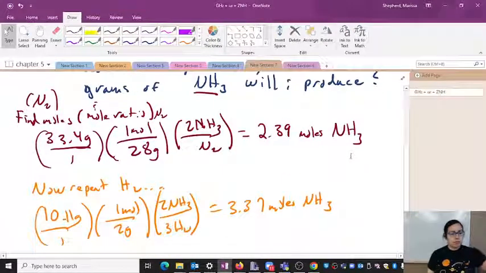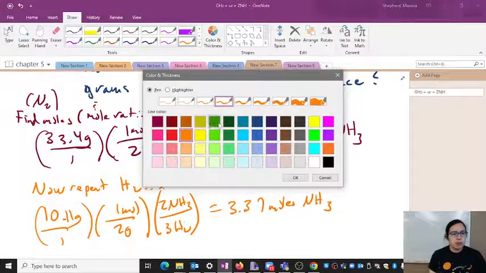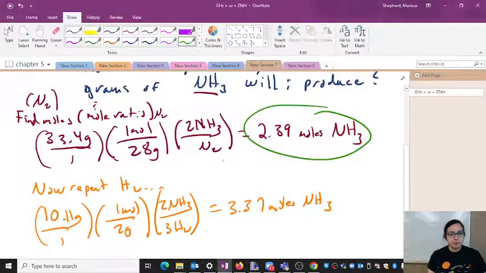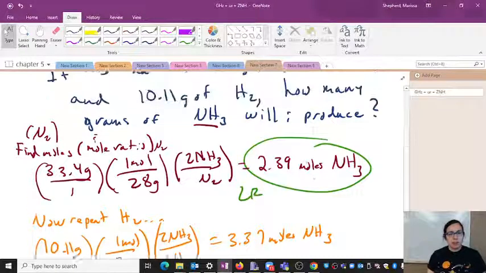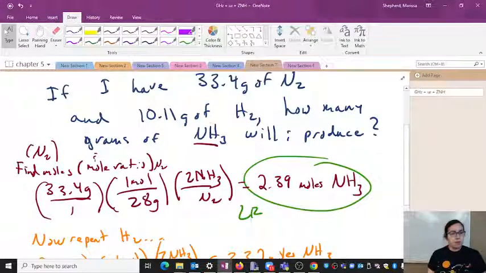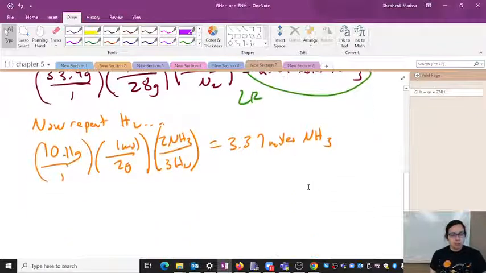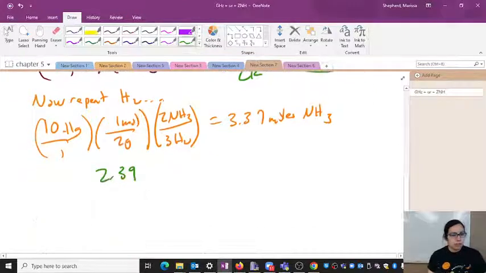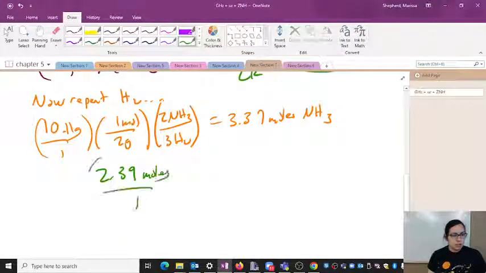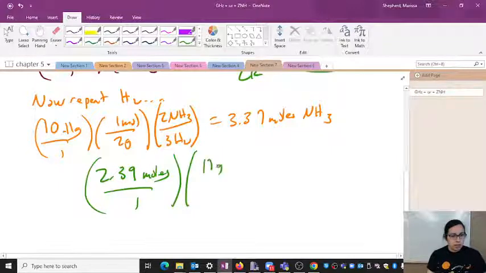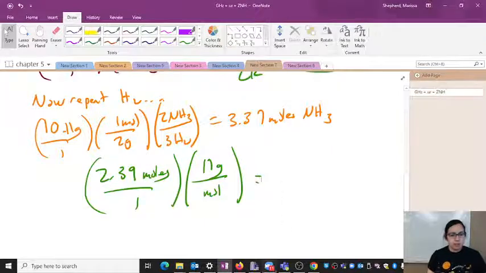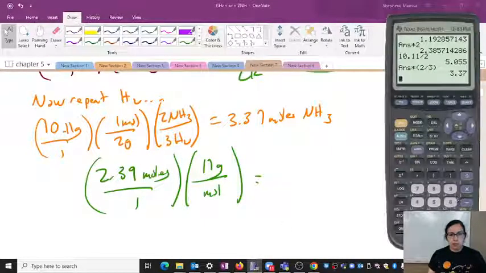So then which one is our limiting reagent? So the N2. And so now that we know that N2 is our limiting reagent, we can just go ahead and finish the problem out. So convert this to grams again, just like we did before. And so 17 grams per mole for our molecular weight of ammonia. So what do we get for our total mass?